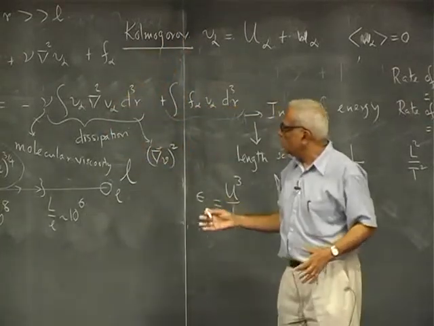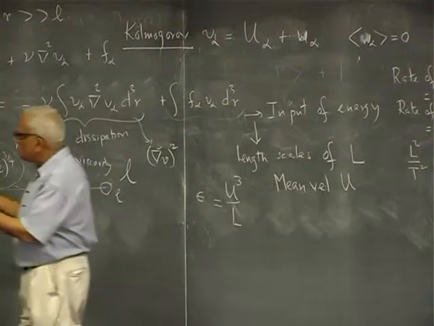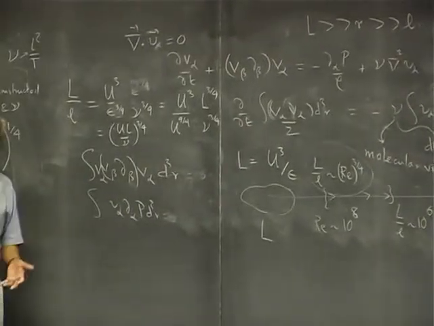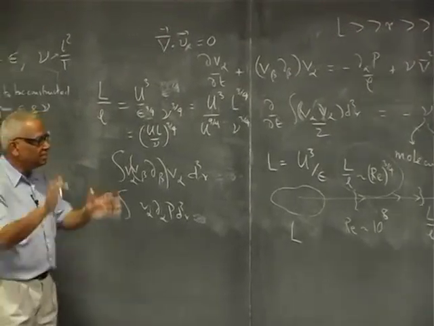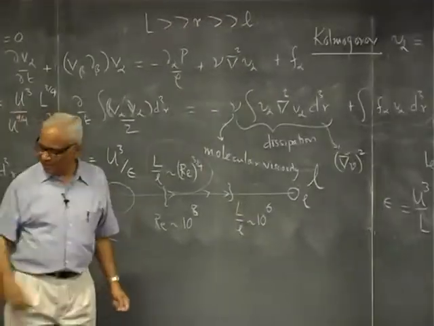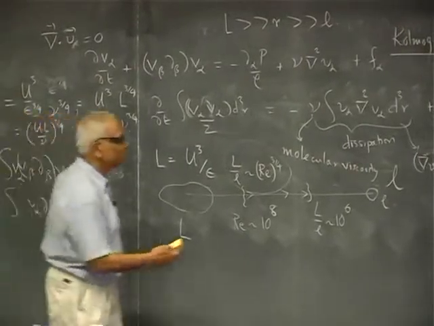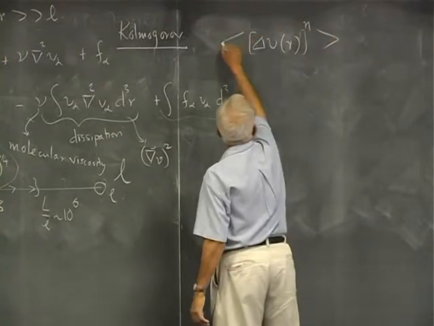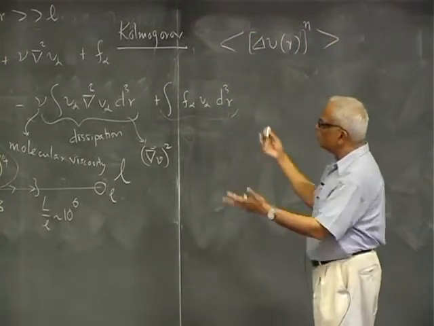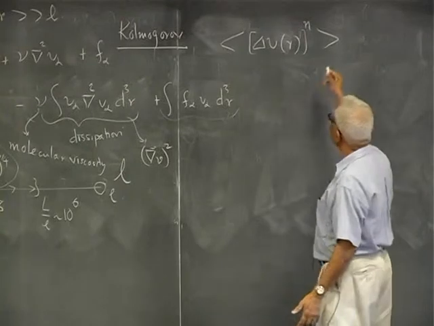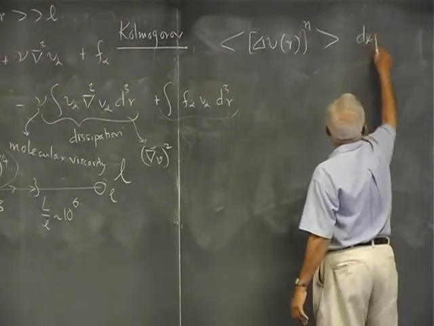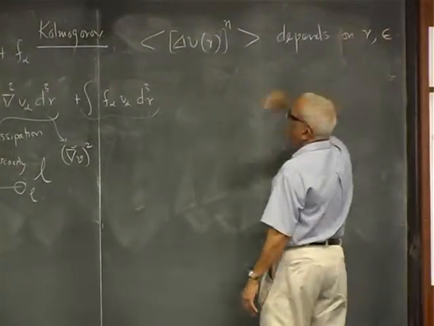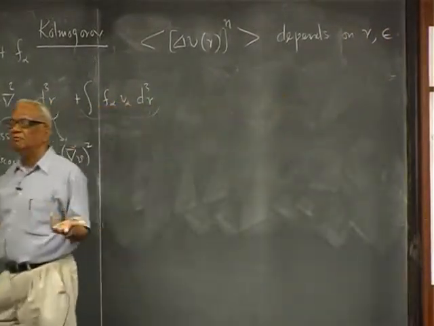So this is local, it's locally transferring from one scale to another. A nice assumption, and Samriddhi will show you that it works sometimes. So, the expectation value of (δV_R)^n, Kolmogorov then says, depends only on the scale that you are looking at, and epsilon. There is nothing else in the world.